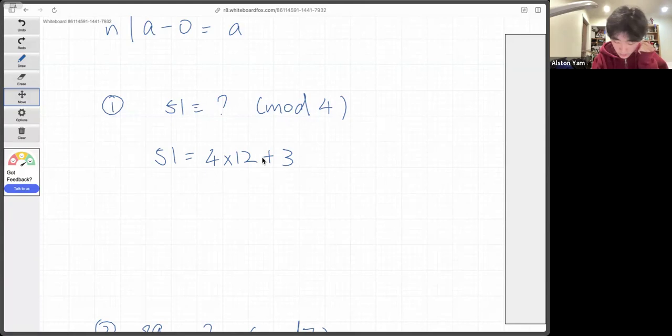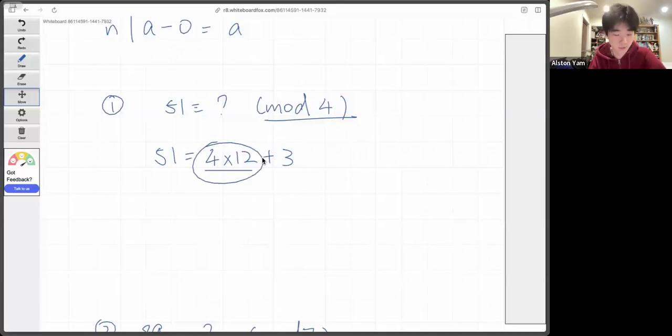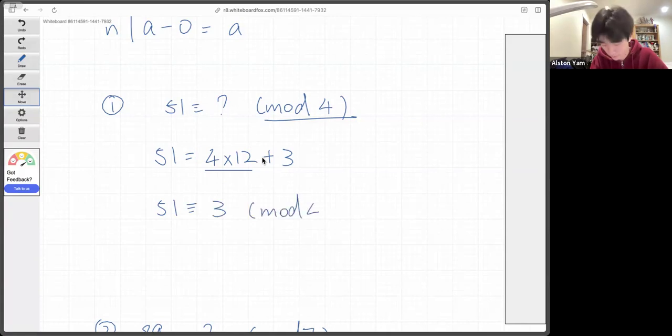And underneath mod 4, the 4 times 12 just vanishes, right? Because when we are taking mod 4, we're dividing stuff by 4 and taking the remainder. So this entire section with 4 times 12 will leave a remainder of 0, so we don't really need to care about that. The remainder of 51 when you divide it by 4 will be equal to 3. So we have 51 is congruent to 3 mod 4, and that is our answer for our first question.